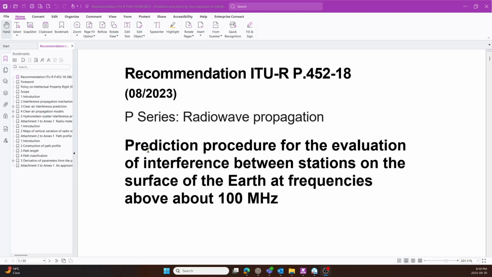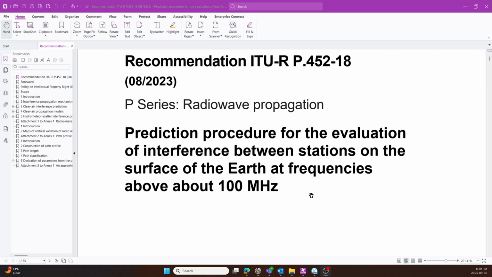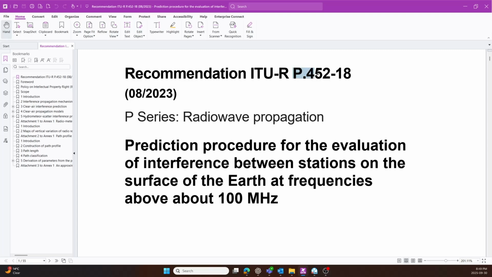This is a prediction procedure for the evaluation of interference between stations on the surface of the Earth at frequencies above 100 megahertz. Basically, when you have a transmitter and a receiver, a victim and an interferer, and both of them are located on the surface of the Earth, this is a propagation model that is recommended to be used in order to evaluate the interference into the receiver.